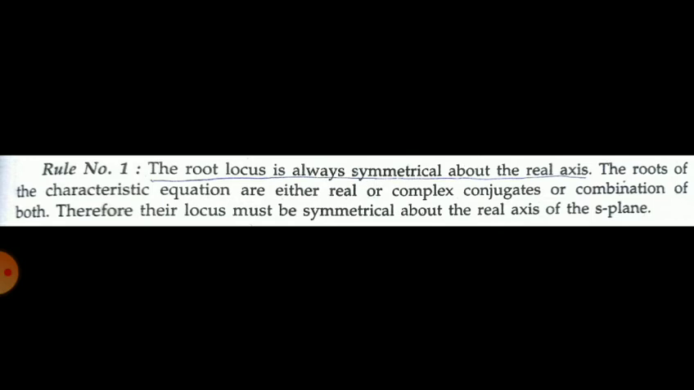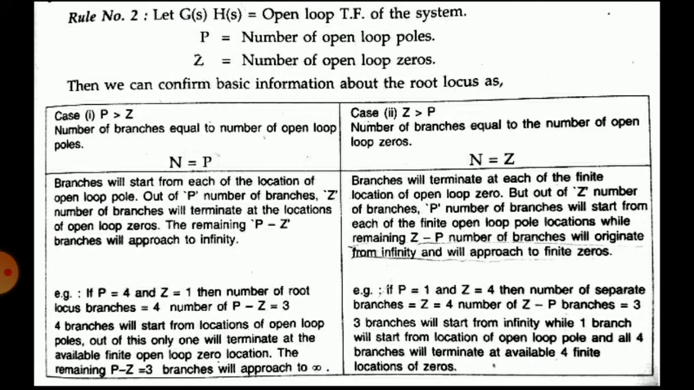Rule number 1 is the root locus is always symmetrical about the real axis. The roots of the characteristic equation are either real or complex conjugates or a combination of both. Therefore, their locus must be symmetrical about the real axis of the s-plane. Rule number 2 is you have to find out open loop poles and open loop zeros.